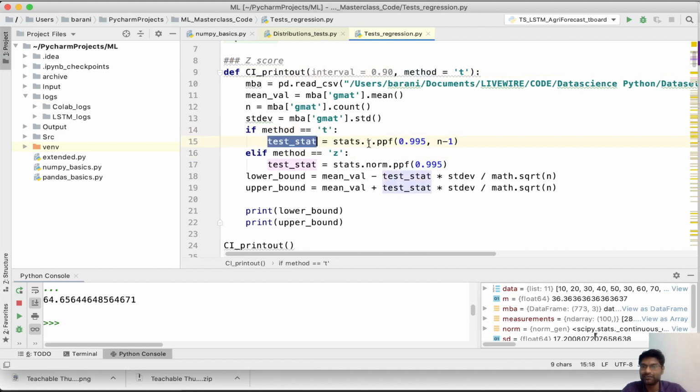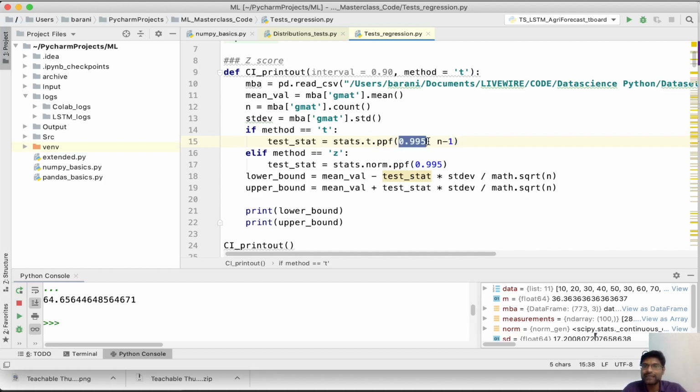For t, my test stat will be stats.t.ppf of 0.995 comma n minus 1. So this n minus 1 is the total number of values minus 1. This can be called the degrees of freedom as well. Whenever we consider only sample information, the total number of samples is used for the degrees of freedom, and usually the degrees of freedom will be total minus 1, because one value is taken at any point of time, and that single value should be subtracted. That is why n minus 1 is being used here.